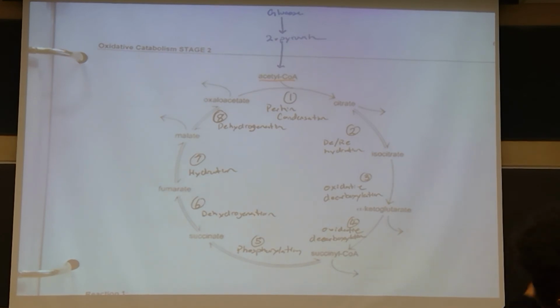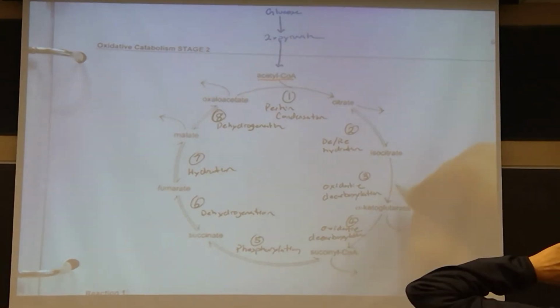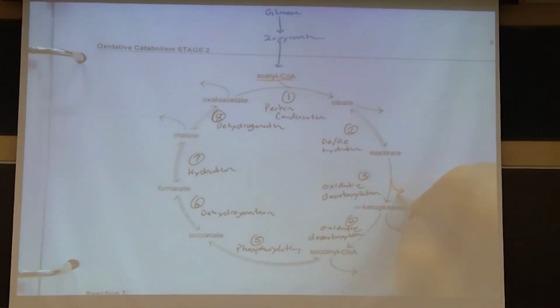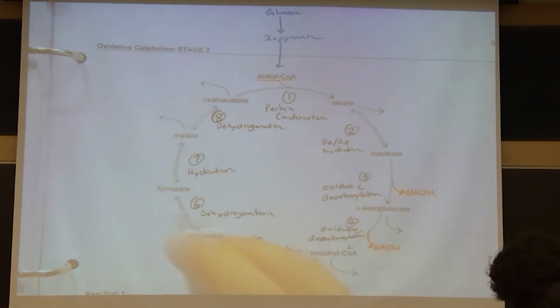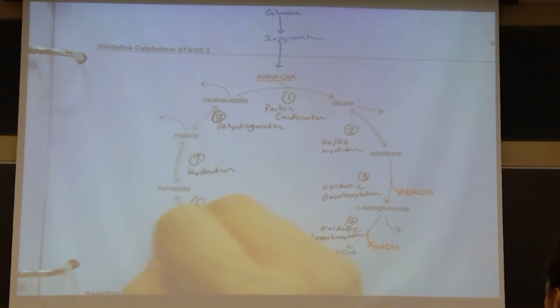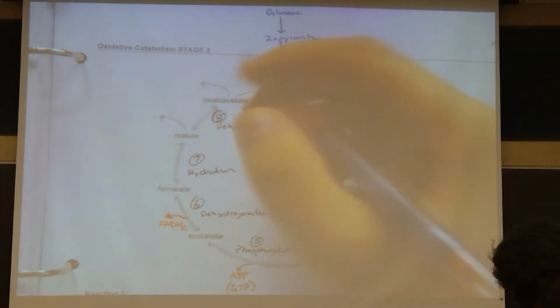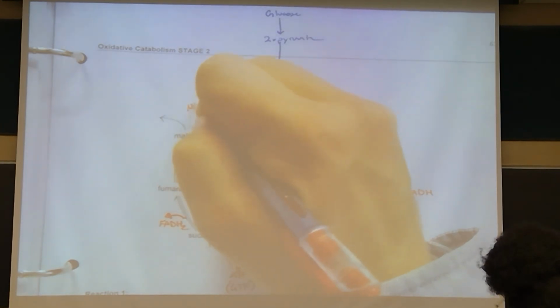So real quick before we're done, one last thing. Where are we losing electrons? We're losing electrons here, right? So we're losing CO2 and NADH. We just said here we are generating ATP, or GTP. In the dehydrogenation reaction of step 6, we're not generating NADH, we are generating FADH2. And lastly, step 8, we are again generating NADH.